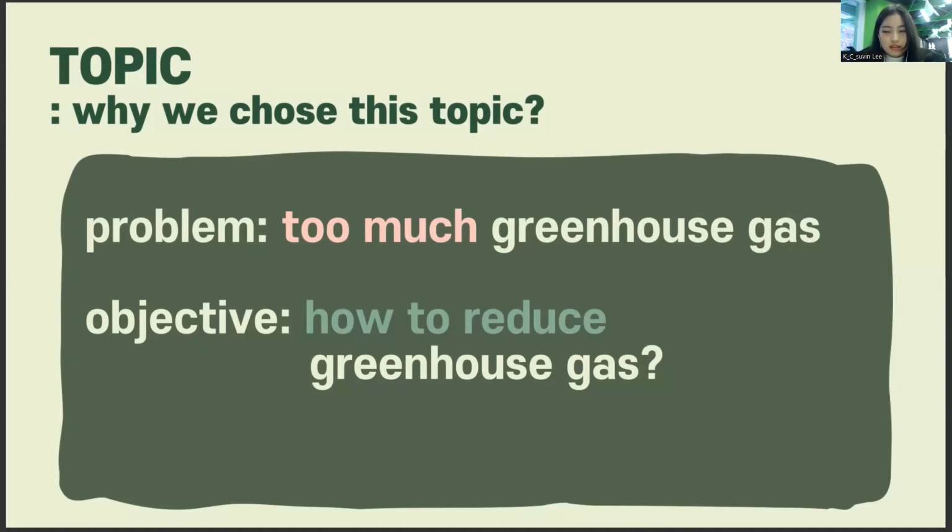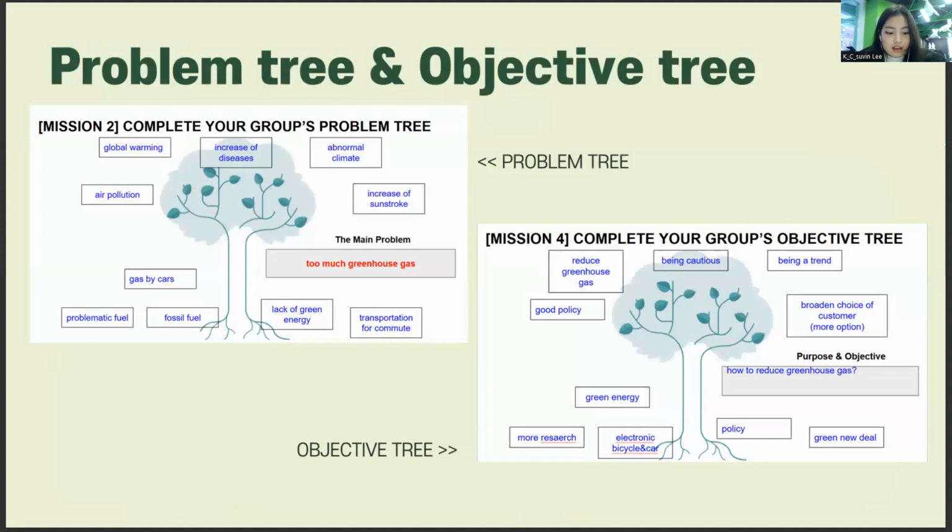In order to give shape to each, we drew a problem tree and an objective tree. First, we look at the main causes of greenhouse gases as car fumes and fossil fuels.